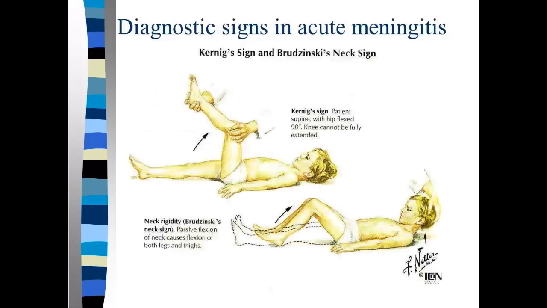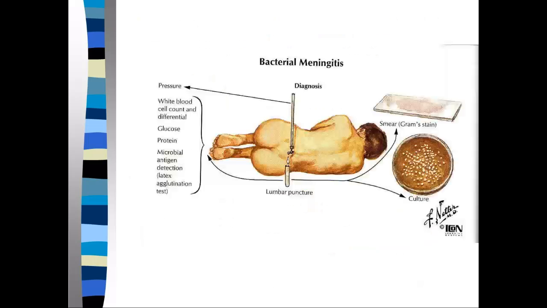So just a refresher about the Kernig and Brudzinski signs. Remember, associate Kernig with the knee, and what you do is you lay the patient flat, flex their hip, and unfortunately, because of the meningeal irritation, you're unable to fully extend the leg at the knee, and that's the Kernig sign. And Brudzinski sign, remember, you lay them flat again, tilt their head forward, and this passive flexion of the neck, because of meningeal irritation, causes their legs to reflexively come up and bend at the knee. So for board purposes, there you have it.